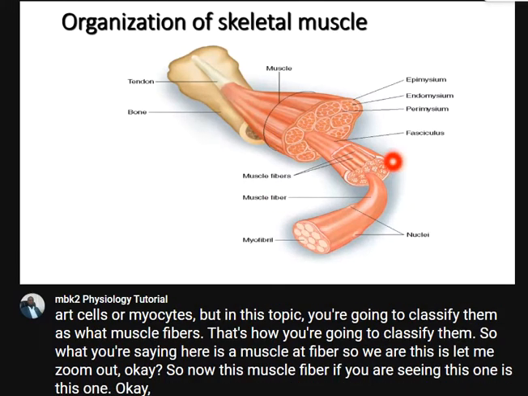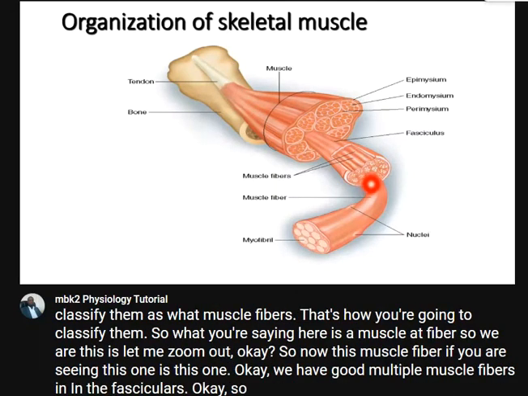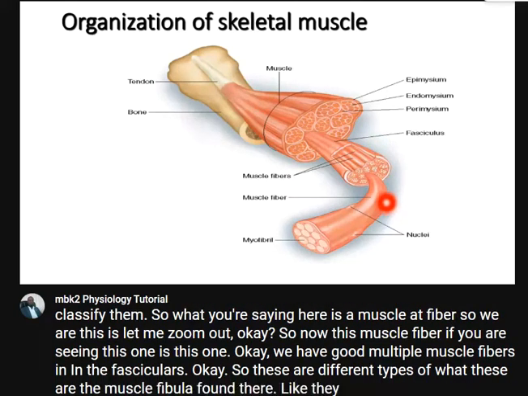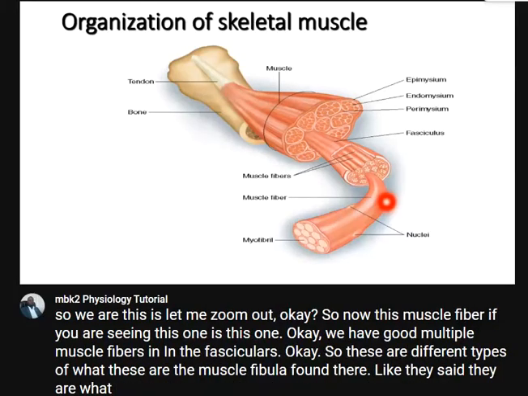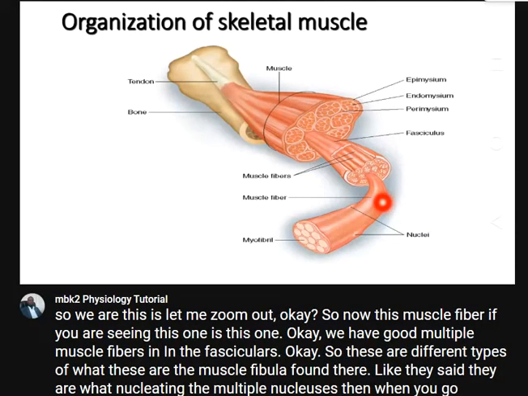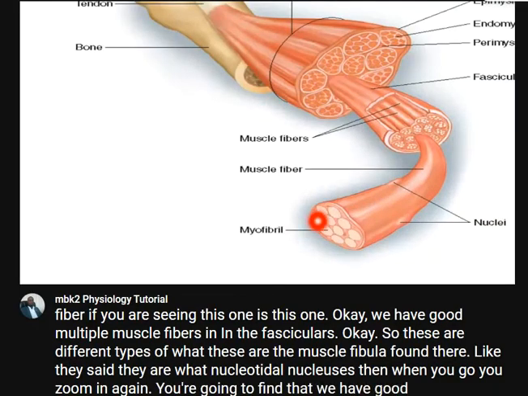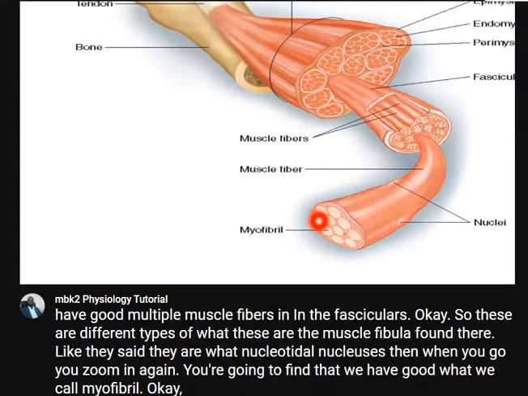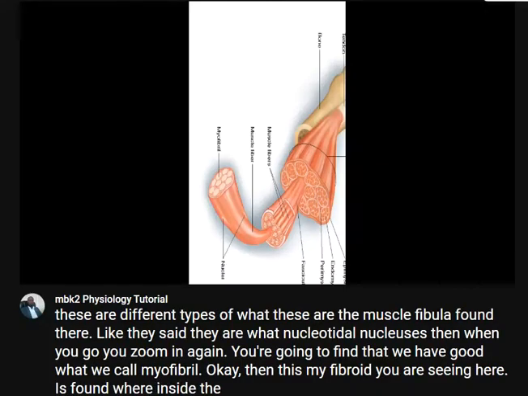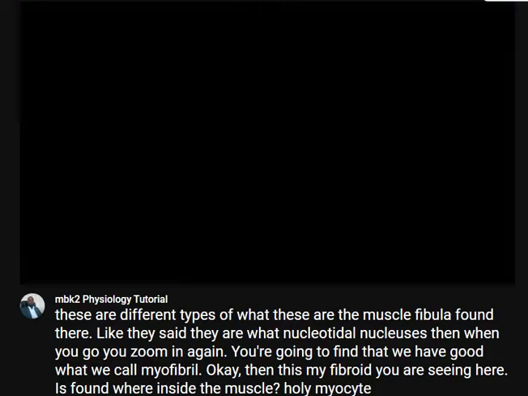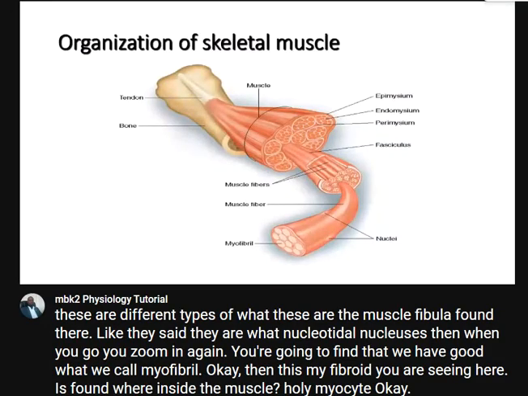We have got multiple muscle fibers in the fascicles. These are the muscle fibers which are found there. Like they said, they are multinucleated, meaning they have multiple nuclei. Then when you zoom in again, you're going to find what we call a myofibril. This myofibril you are seeing here is found where? Inside the muscle cell, or the myocyte. It's found inside the myocyte.